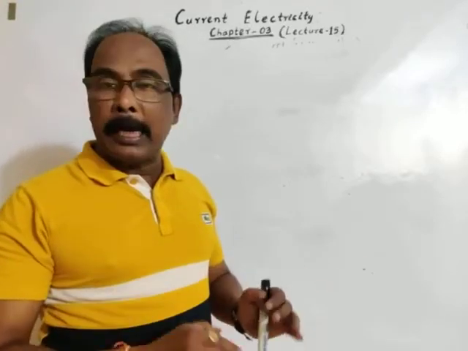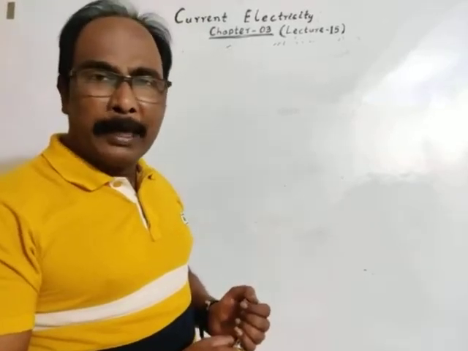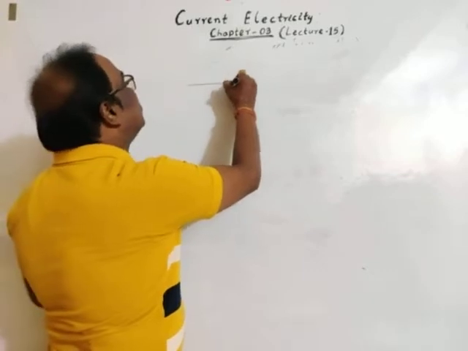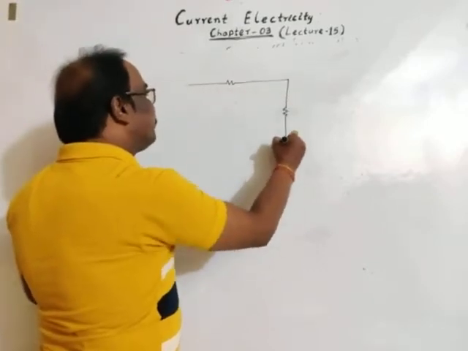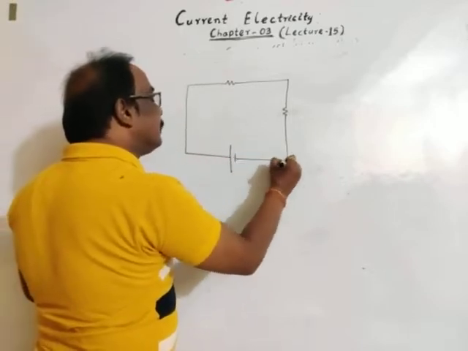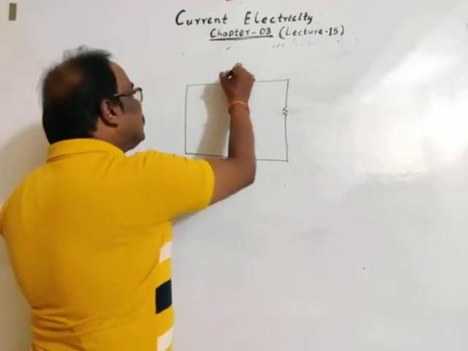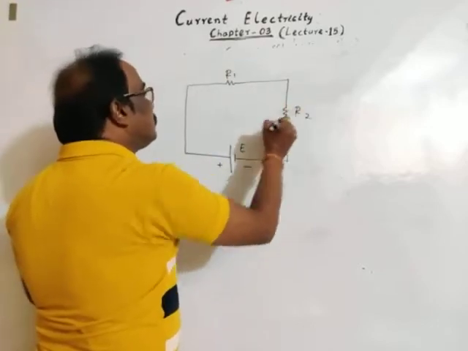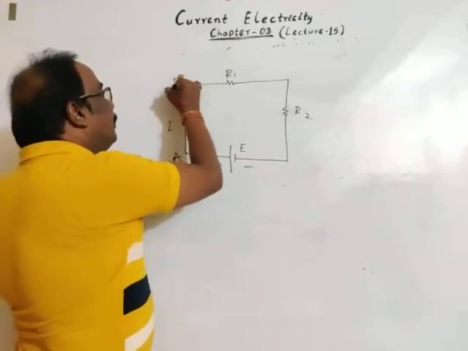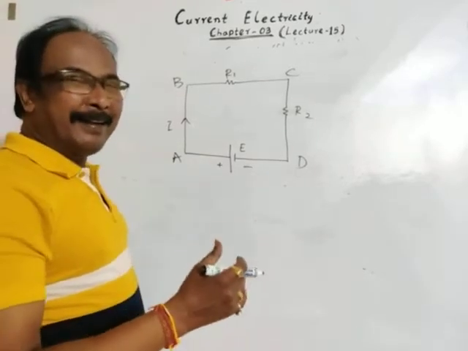In accordance with sign convention, let's have first an illustration of Kirchhoff's second law, then we will go to numerical. Suppose this is a circuit. This is a cell connected in the circuit, positive, negative, that is, EMF is E. This resistance is R1, this resistance is R2. Let the current flowing be I, with points A, B, C, D, in a closed path of circuit.